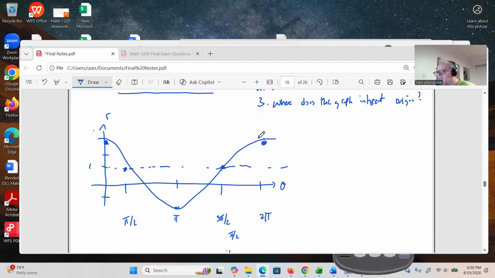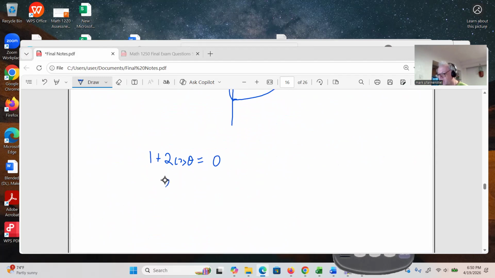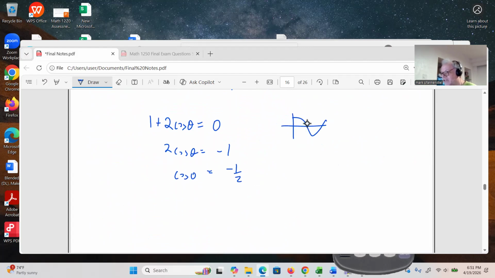And how are we going to do that? We're going to say 1 plus 2 cosine theta equals 0. We're going to solve for theta here. So 2 cosine theta equals -1, and cosine theta is equal to -1/2. Okay, so we're over here somewhere. It's going to look like a 60-degree, or pi over 3, kind of angle. So theta, if you've memorized your unit circle, is going to be 2 pi over 3, because we're in the second quadrant here. It's also going to happen in the third quadrant. So 2 pi over 3 and 4 pi over 3.